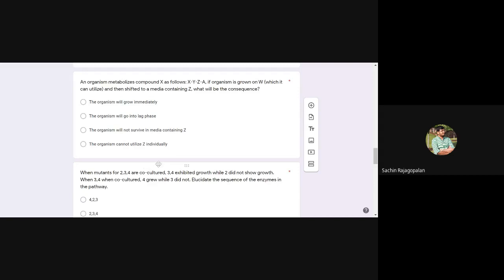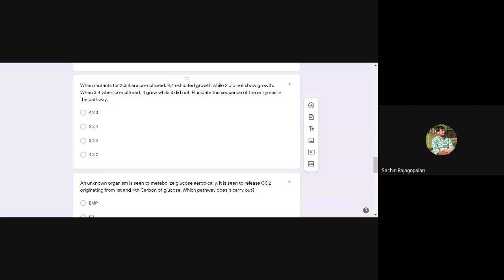I don't know how many of you were able to answer it, but I saw that the majority of the people have done it. Some of them have gone wrong. So when mutants for 2, 3, and 4 are co-cultured, 3 and 4 exhibit growth, while 2 did not show growth. So this clearly indicates that 3 and 4 are exhibiting growth in this process, while the one which is mutant for 2 is not showing any growth.